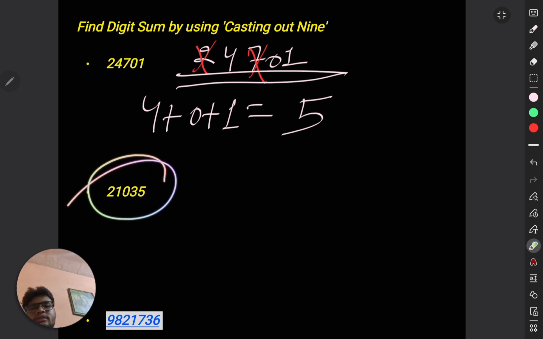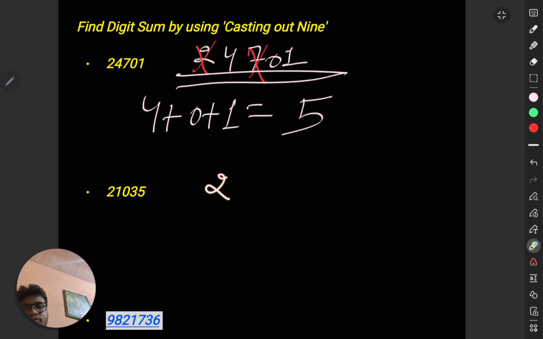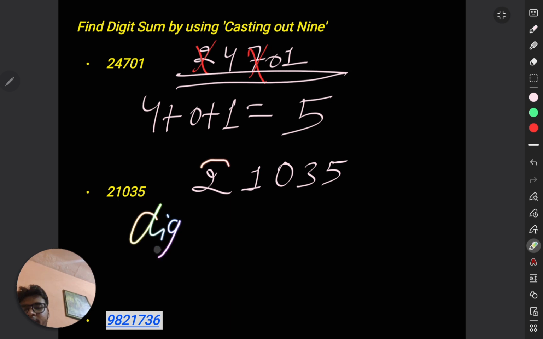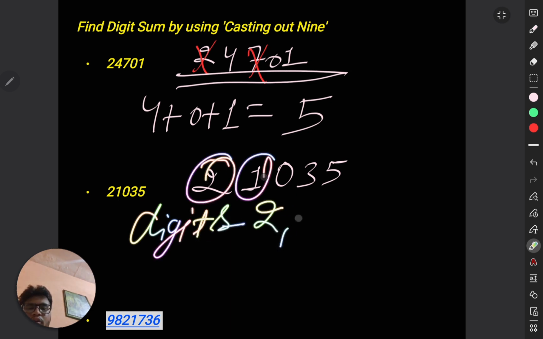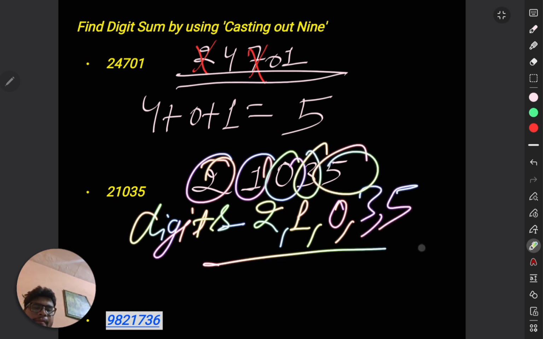Here is the number 2 1 0 3 5. In this number, the digits, meaning figures, are 2, 1, 0, 3 and 5. Here are these digits.